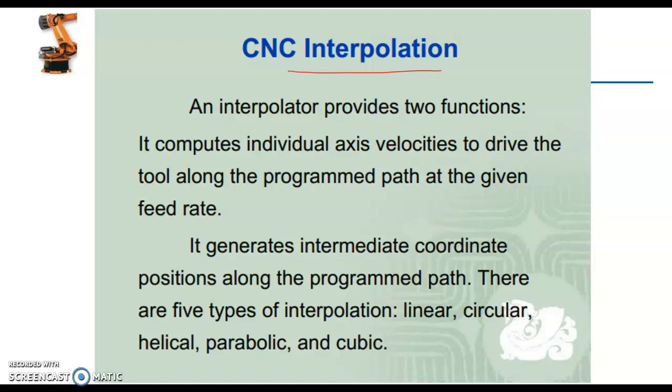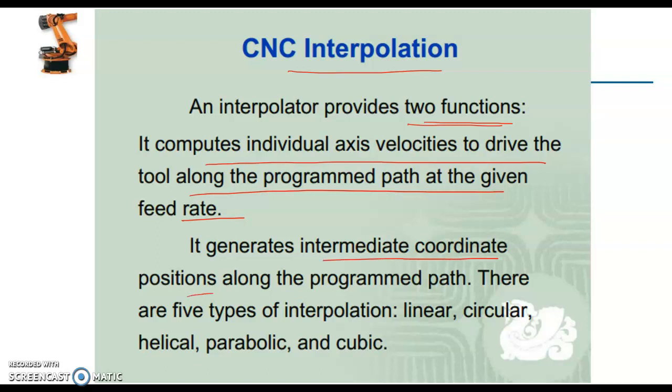So the functions are two functions. One, it computes individual axis velocities to drive the tool along the programmed path at the given feed rate. Second one is that it generates intermediate coordinate positions along the programmed path. And there are 5 types of interpolation, that is linear interpolation, circular interpolation, helical interpolation, parabolic and cubic.